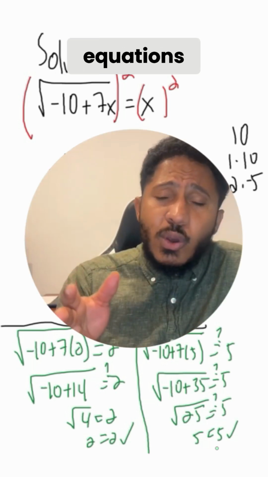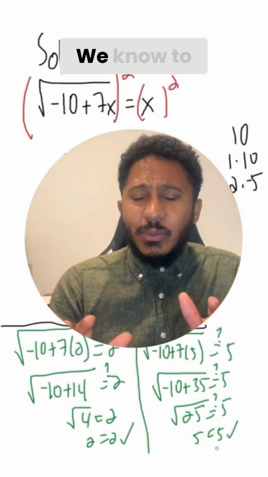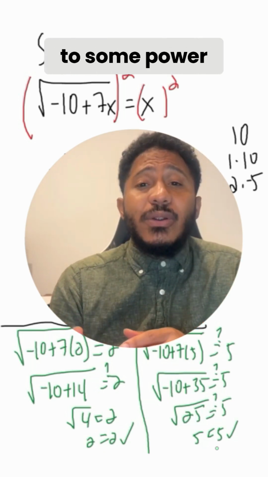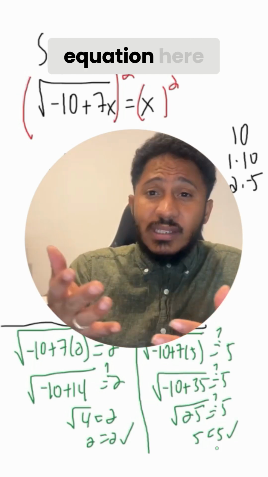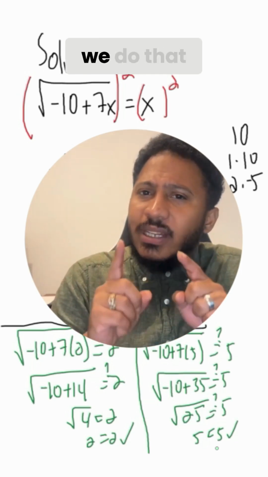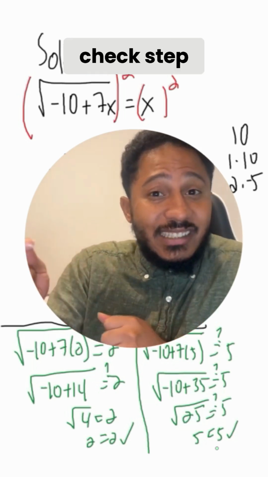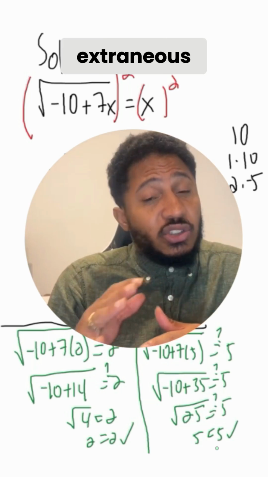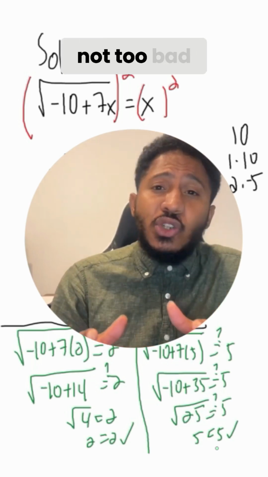So with radical equations, it's not too bad. We know to get the radical on one side by itself, then raise both sides to some power, then solve this new equation. Our new equation here was quadratic, so solve our quadratic equation, but then make sure we do that Nike step. That is the check step. Make sure we check at the end of our equation to make sure we don't have any extraneous solutions. So again, not too bad.